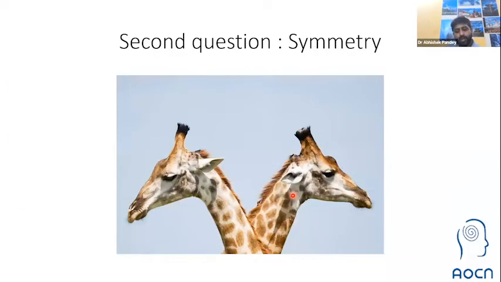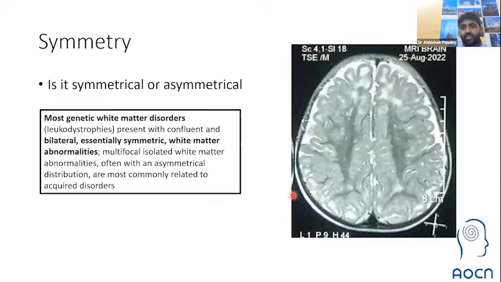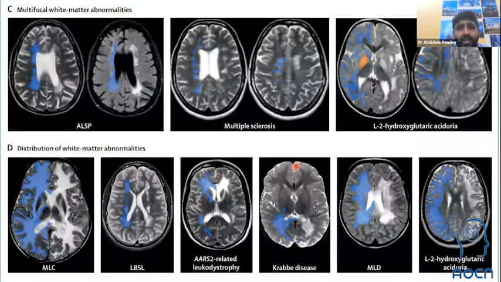So the second question when we are looking at something like this is whether it is a symmetrical or an asymmetrical involvement. As seen in the index child, it is clear that it is a symmetrical involvement. Both hemispheres are almost symmetrically involved. So it just gives a pointer that probably we are dealing with a genetic inherited disease and not an acquired disease, though there are some exceptions to all rules.